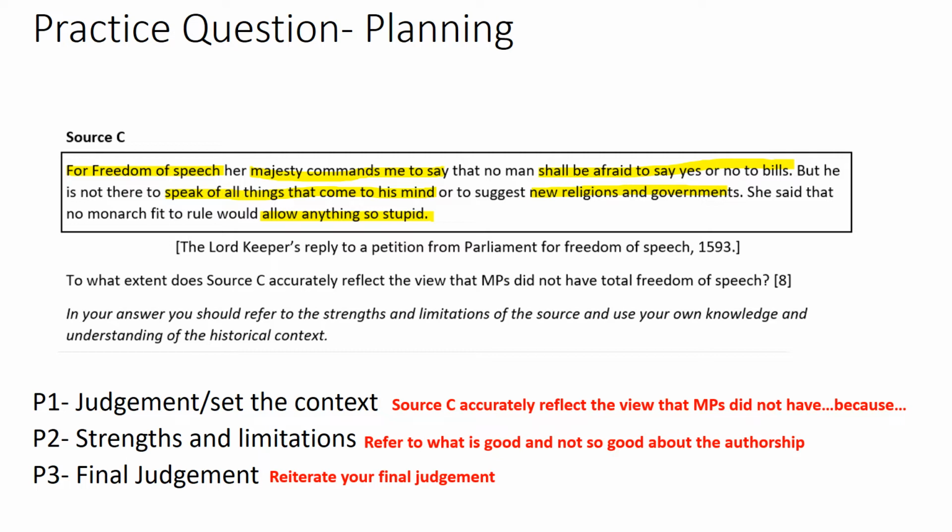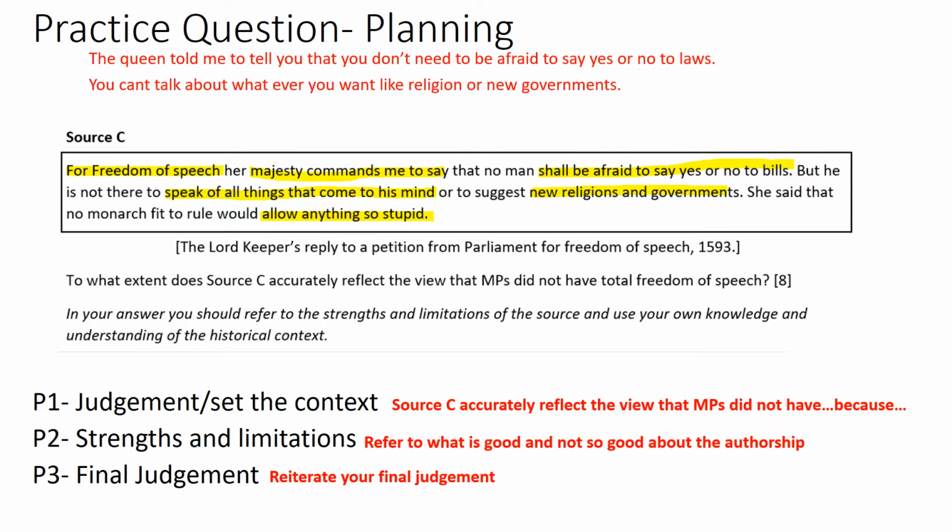So looking back at our source, when he says, for freedom of speech, Her Majesty commands me to say, this is like saying, in regards to your ability to talk about whatever you want, guys, the Queen told me to tell you that you can say yes or no to laws. Don't be afraid to say yes or no to a law. But the Queen told me to also say, you can't talk about whatever you want in Parliament. You can't talk about things like religion, Protestantism, Puritanism, Catholicism, and you can't talk about new governments, about succession, who's going to be the next King or Queen of England.